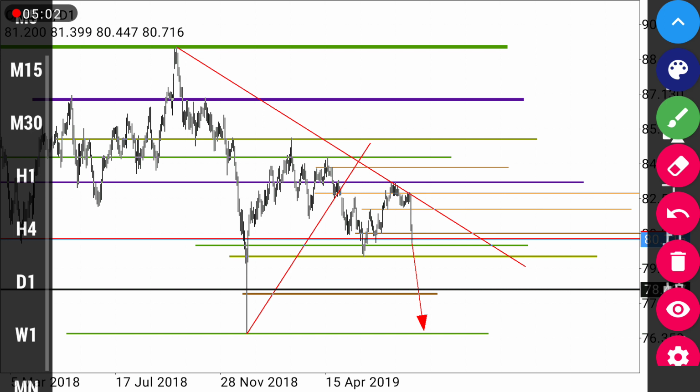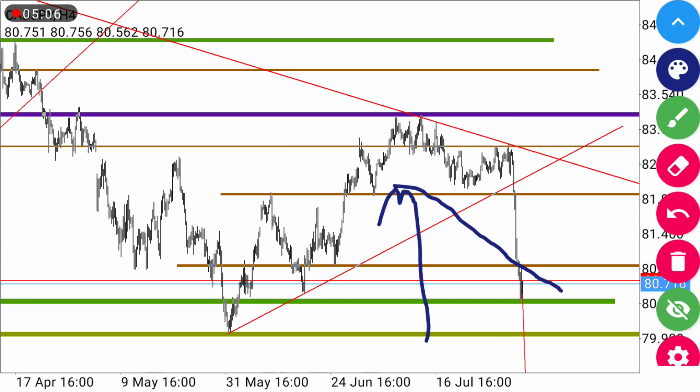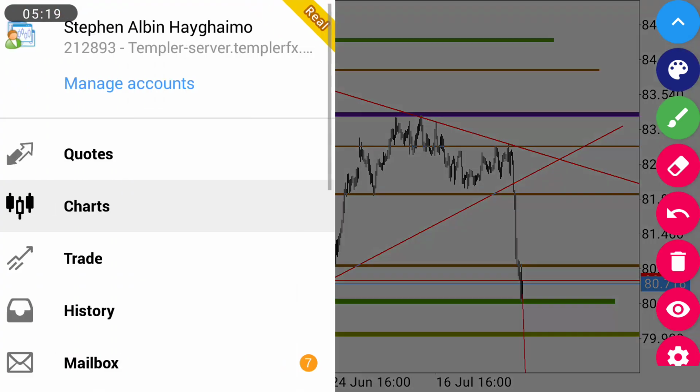When you go back to H4, we can see there was a breach out of this trend line. Now we are waiting for a breach out of this support or resistance. After a good retest on this support or resistance, we get our entry from that area toward our targeted area, which we have seen in day one. This is CAD JPY and this is H4 time frame.